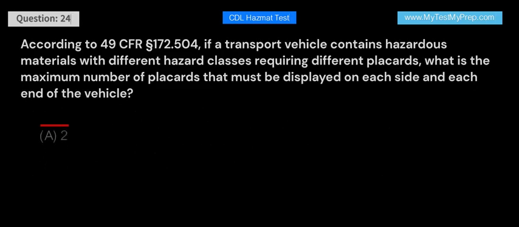According to 49 CFR Section 172.504, if a transport vehicle contains hazardous materials with different hazard classes requiring different placards, what is the maximum number of placards that must be displayed on each side and each end of the vehicle? A. 2. B. 3. C. 4. D. 5.